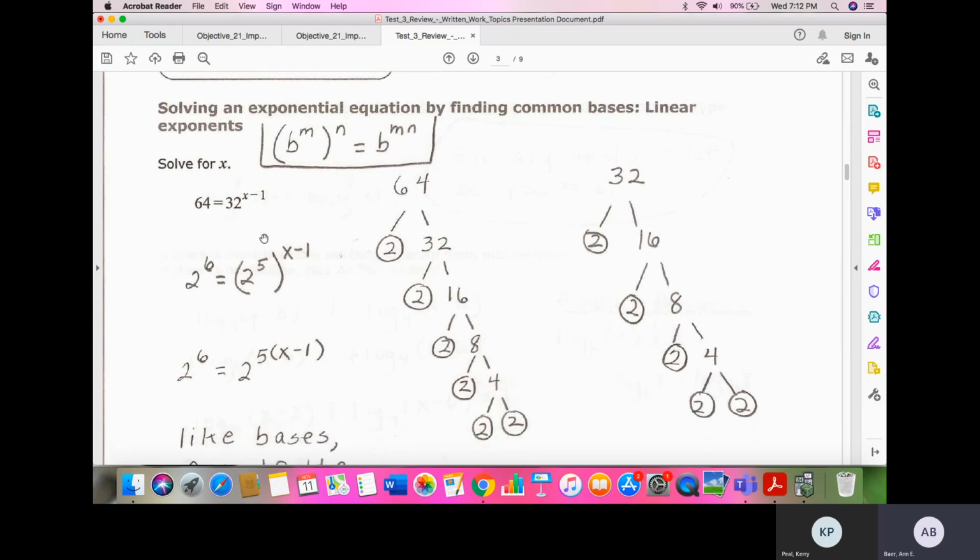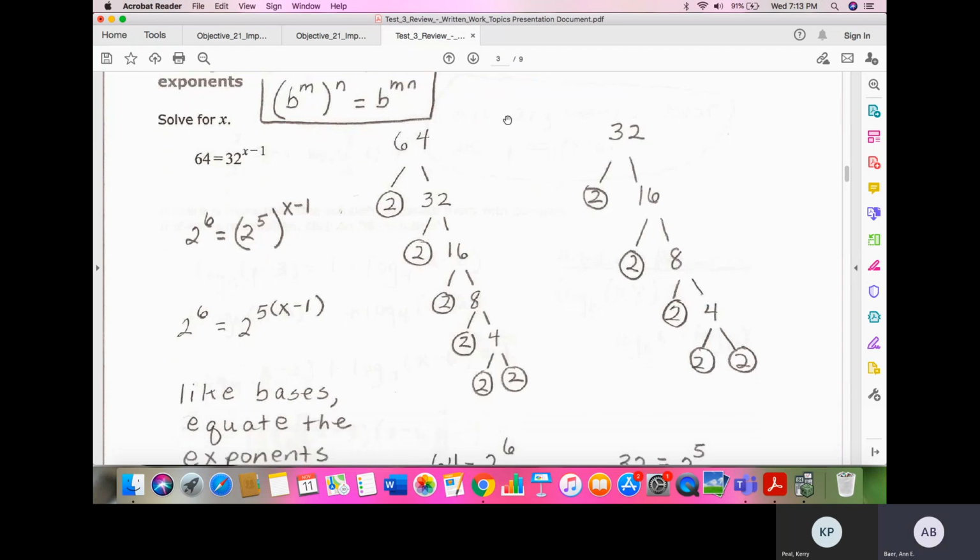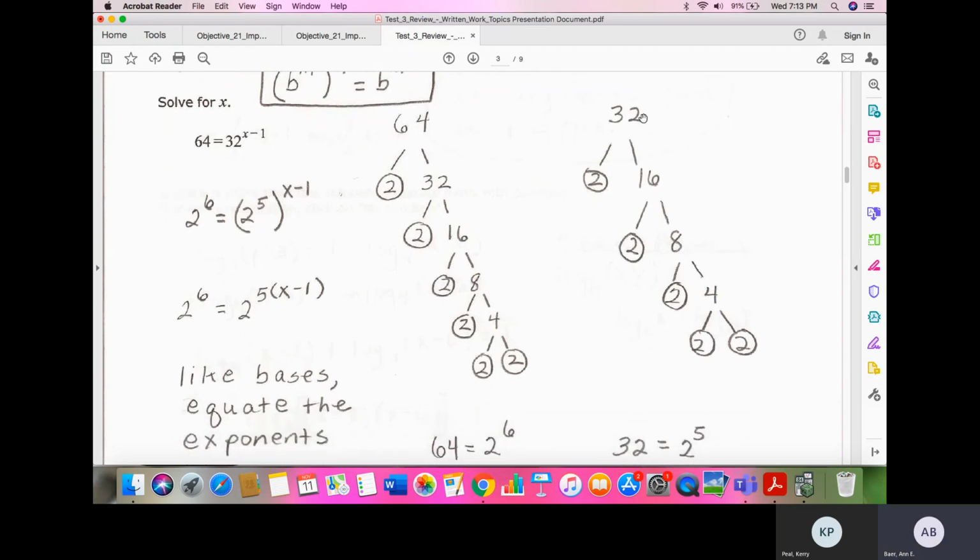So what we're going to attempt to do here is to get like bases. This 64 is actually the base of an understood exponent of 1. And this 32 is the base of the exponent x minus 1. We want to see what we can do with those bases. Our objective is to get matching bases. So let's start with 32 and break it down. 32 is even. It is divisible by 2. And if you take 32 and divide it by 2, you will get 16.